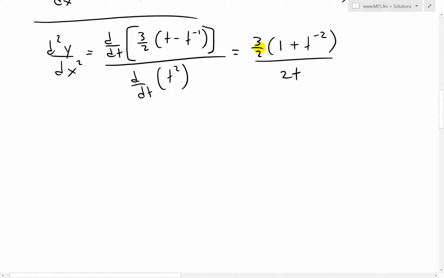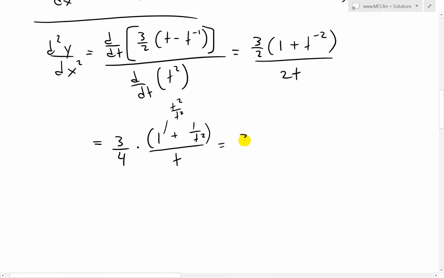So then there's a 3 over 2, and there's a 2 there. We can combine the 2's into 4, so we have 3 over 4 times this. Now we have a t over 1 plus 1 over t squared. Here I'm going to multiply this by t squared over t squared, just so we have a common denominator of t squared, and then we can add those up.